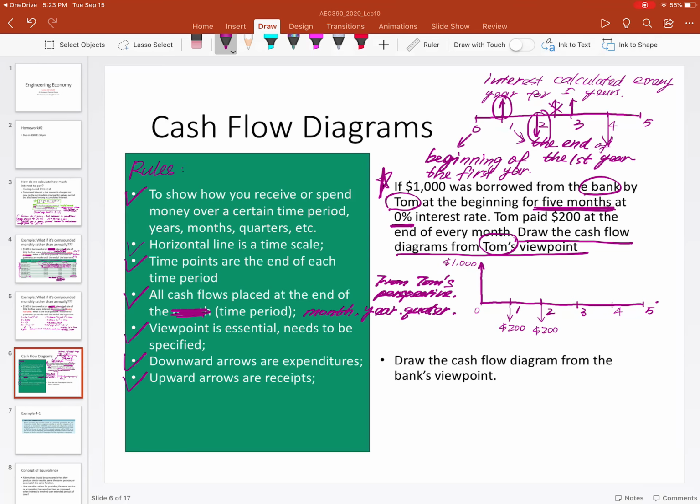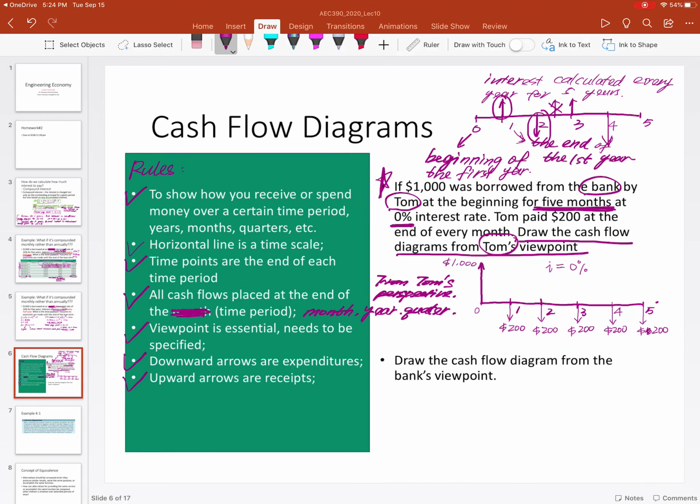He pays 200 to the bank. And this continues to the end of the third month, to the end of the fourth month, and to the end of the fifth month. Right? So at the end of every month, Tom pays the bank $200. And we said the interest rate here is, which is very nice, 0%. So this is the cash flow diagram from Tom's perspective.